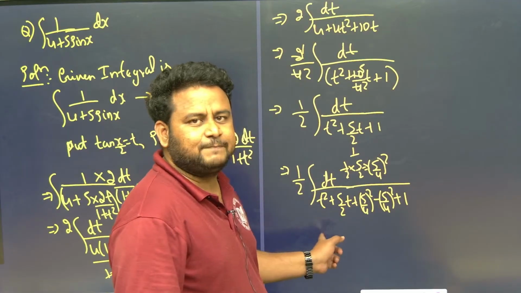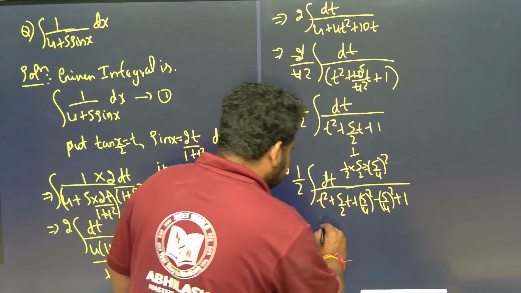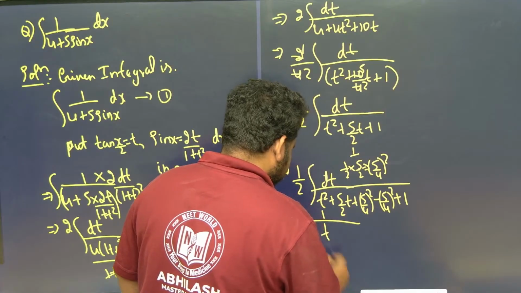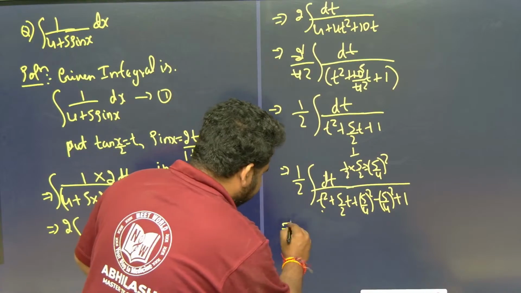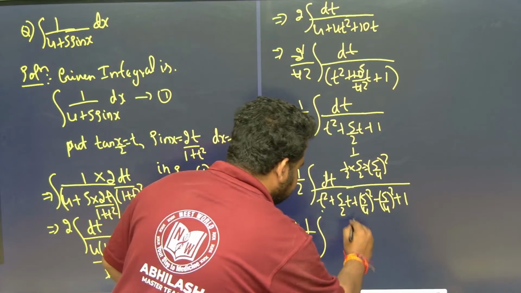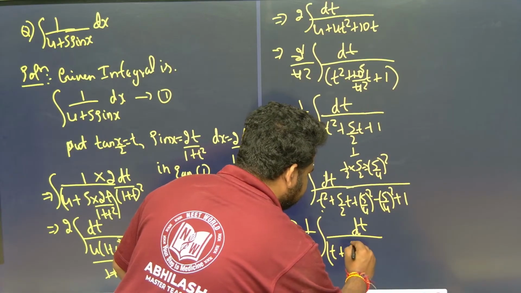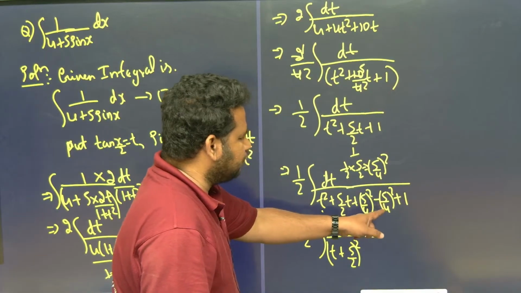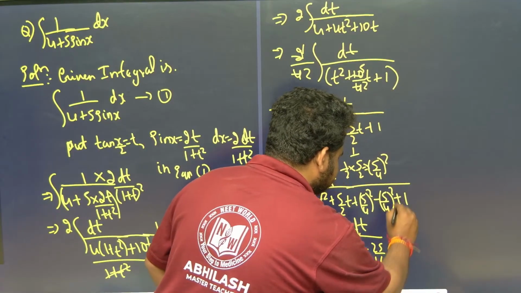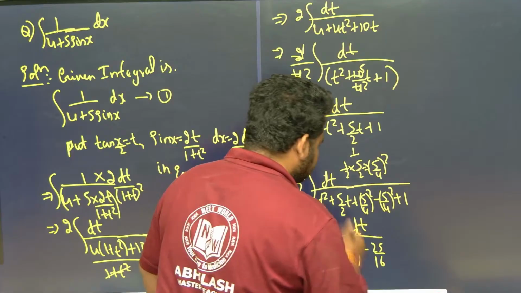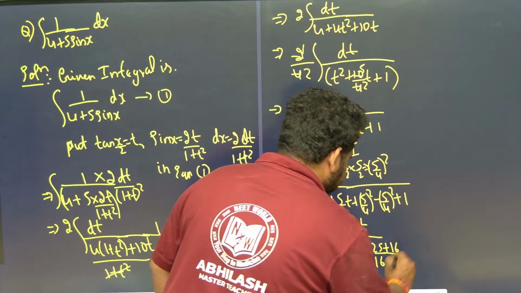So t square plus 5 by 2t plus 5 by 4 whole square will become t plus 5 by 4 whole square. Let me write it again carefully. This will become 1 by 2 into the integral of dt as usual, t plus 5 by 4 whole square, 5 by 4 whole square is minus 25 by 16, plus 1 is there, correct. So if I take the LCM, minus 25 plus 16. This is what I have.